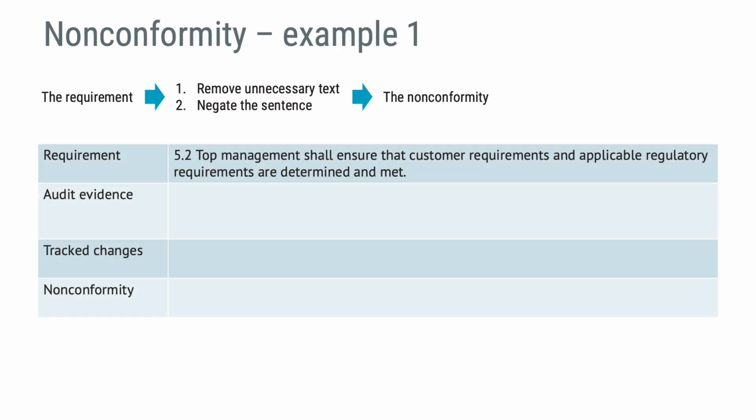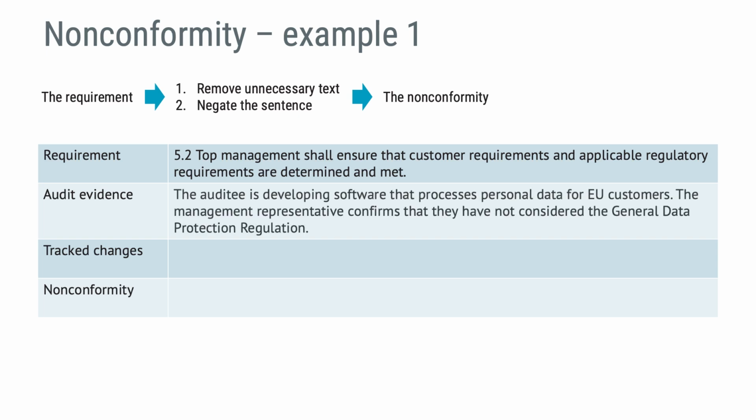We'll start with 5.2 in ISO 13485 as an example. The requirement is that top management shall ensure that customer requirements and applicable regulatory requirements are determined and met. During the audit, you learn that the auditee is developing a software that will process personal data for EU customers. The management representative confirms that they have not considered the General Data Protection Regulation, or GDPR for short, that does apply in this case, which means that the applicable regulatory requirements have not been determined.